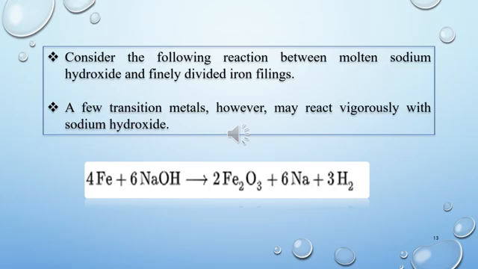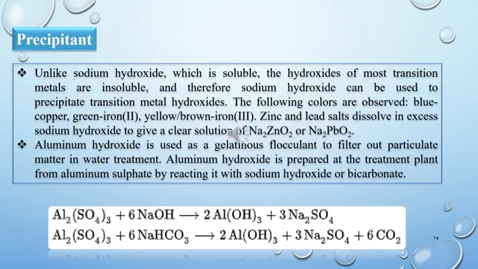And here in this figure we have seen the reaction of finely divided iron with the molten sodium hydroxide, and it produced iron 3 oxide along with sodium and hydrogen. So these are the reactions of sodium hydroxide with metals and metal oxides. Now the last reaction is the reaction of sodium hydroxide with precipitants.